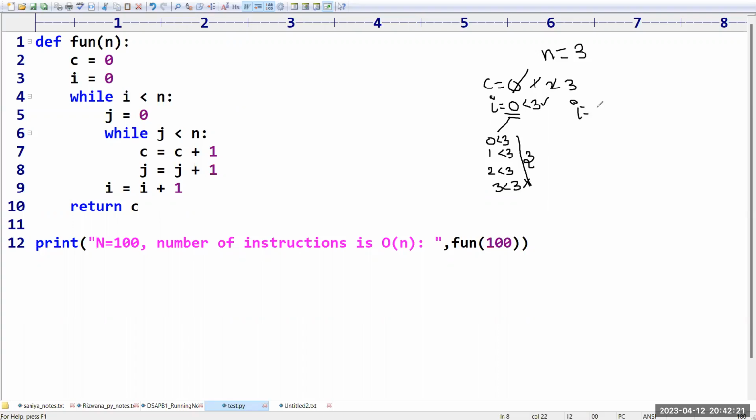Next, when i is equal to 1, what will happen? 1 less than 3. Again, definitely it is going to run for 3 times. 3 plus 3 is 6. So when i is equal to 2, 2 less than 3.